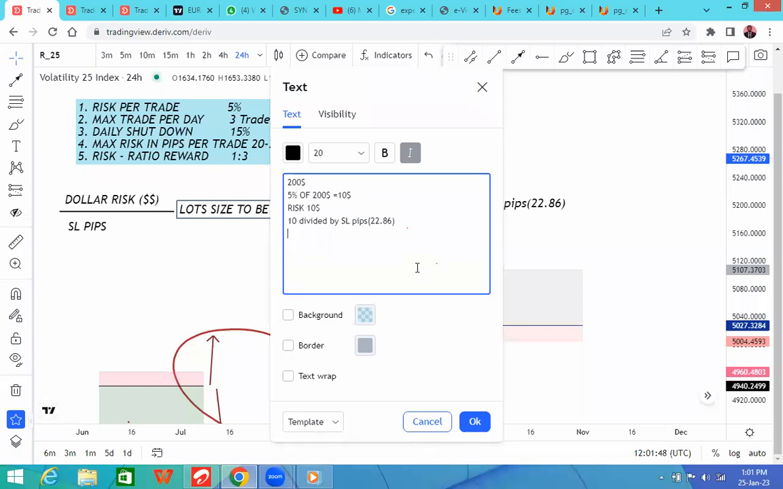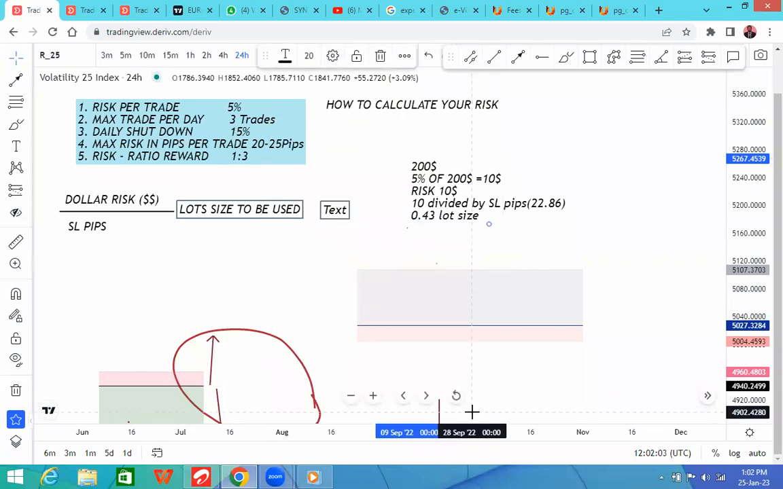That gives me 0.43 lot size to be used on your MT5. So I'll go to my MT5. I'm going to use 0.4 lot size. Remember, we are dealing with 0.4 lot size. All right, thank you. Correct, it means you are following.